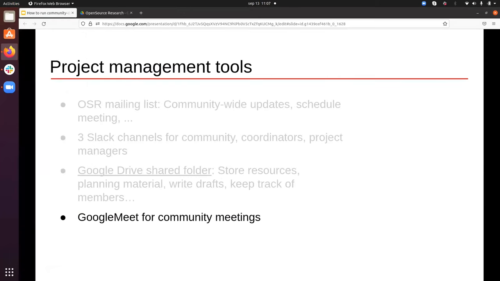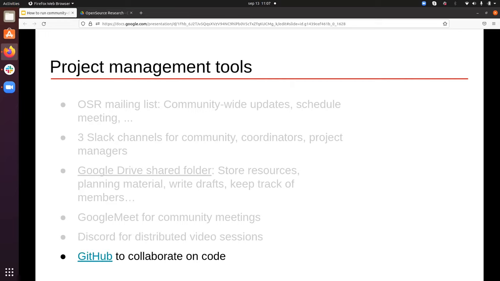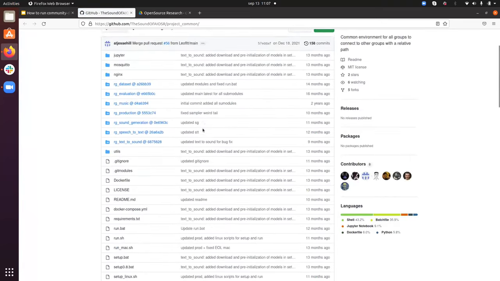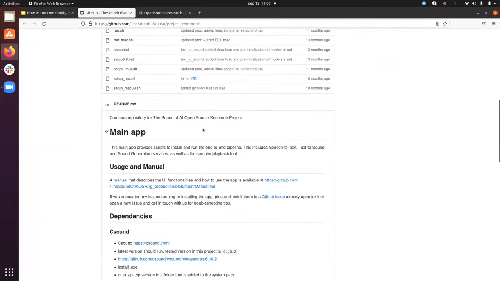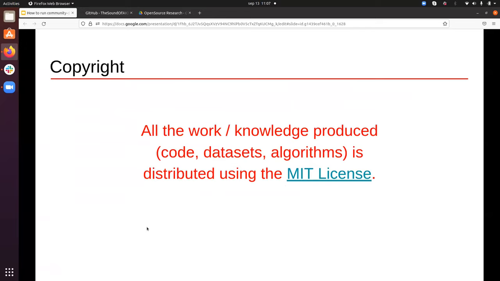Then moving on, we also had Google Meet for community meetings. And finally, we used Discord for distributed video sessions. Discord is just fantastic if you want to have multiple video calls or rooms in parallel. For example, we used this to select the topic, where different people would present different topics at the same time and people could hop in and off. And finally, we had GitHub where we collaborated on the code. Here you have the repository with a lot of code that we created across all the 7 different research groups.